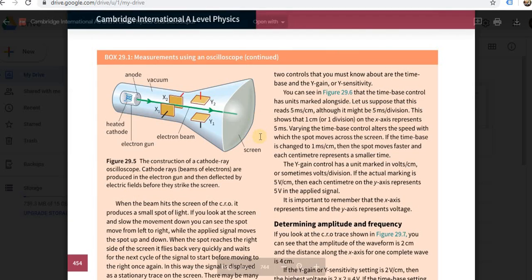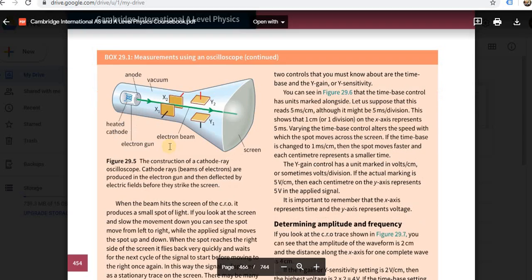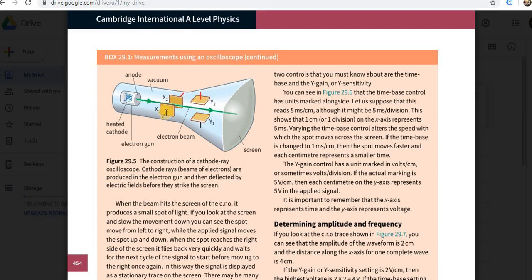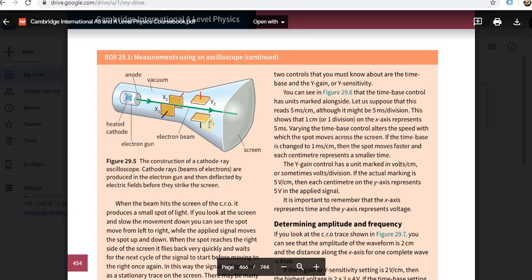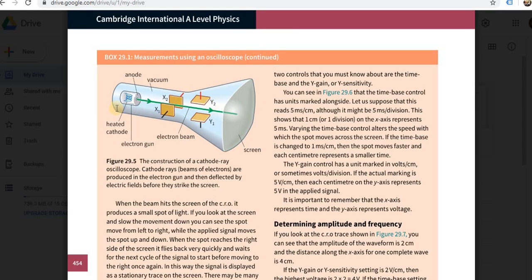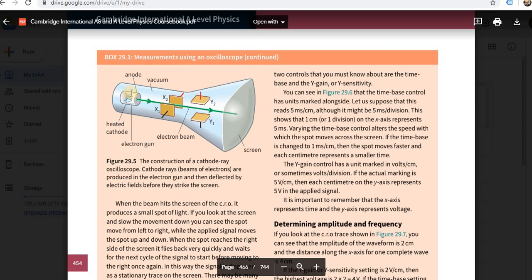Now in the electron beam tube, you had only one pair of parallel plates, but in the cathode ray oscilloscope you have two, so you can deflect it this way as well as this way. So it means the electron beam can be deflected horizontally as well as vertically. Again, I think you know how this works.